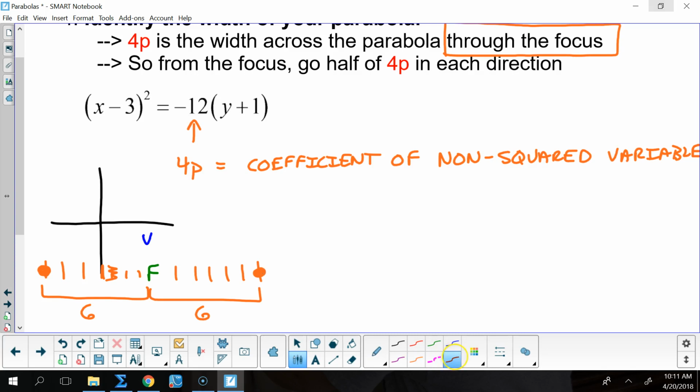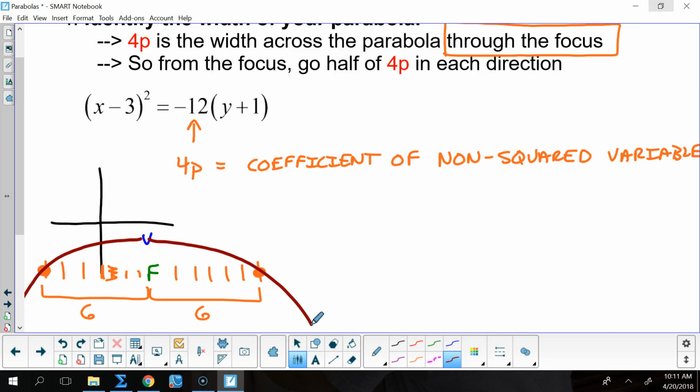Okay? And then we can draw it in, because it sets our width. So let me draw it in. Okay? So that 4p is a nice number to have, because it gives you the distance to your focus from the vertex, the distance to the directrix from the vertex, and it also tells you the width of your parabola through the focus.